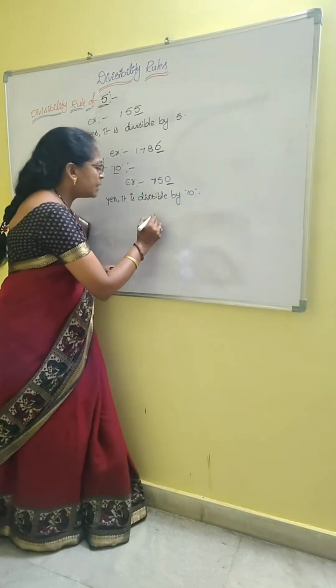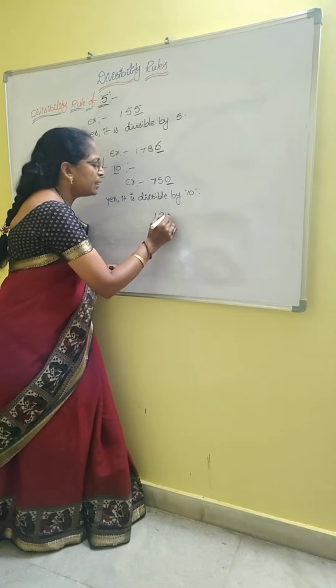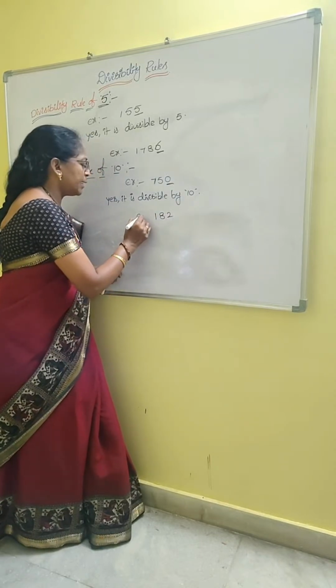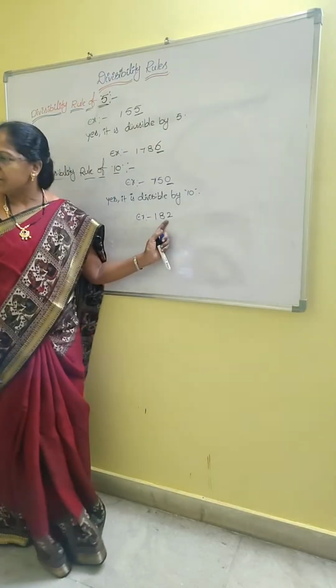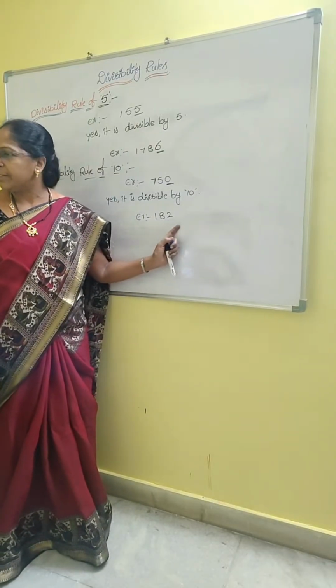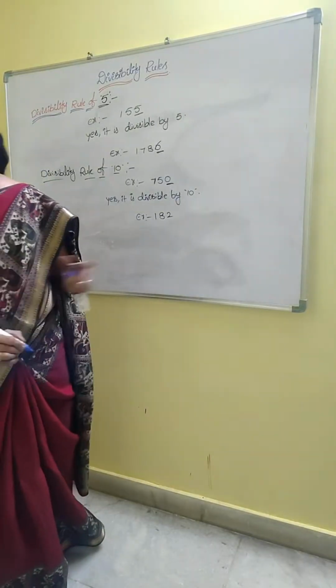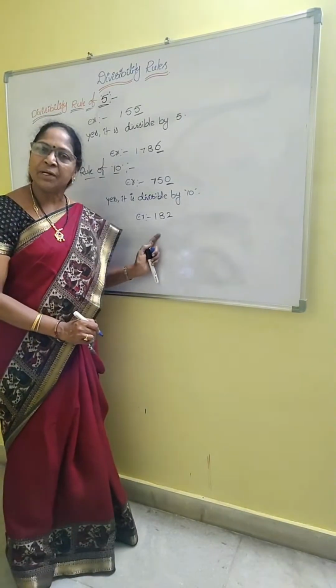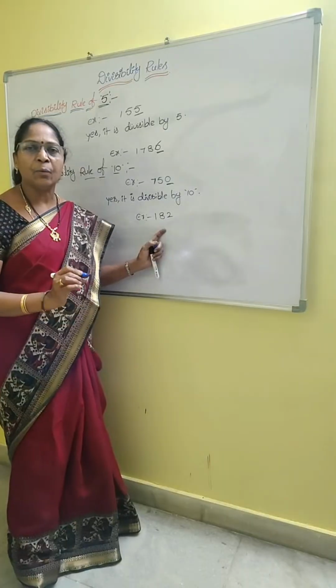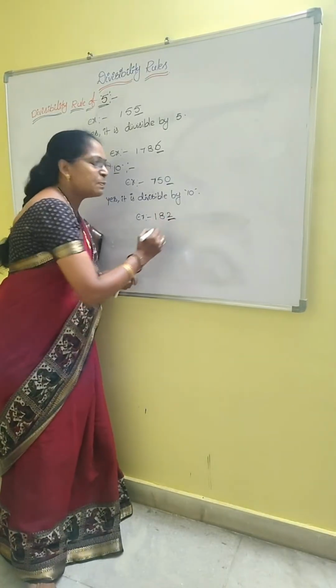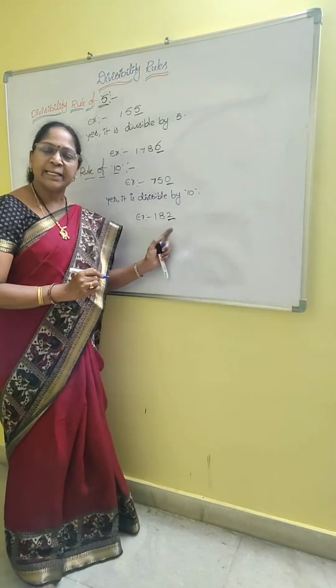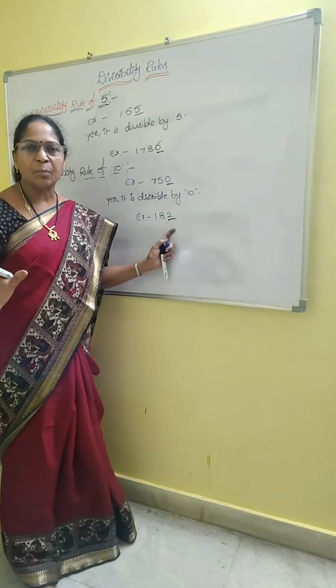For example, instead of that, 182 is the number. Is this number divisible by 10? Can anyone say? See here, is this number divisible by 10? No. Why? Because the unit digit's place of the number is 2. So the given number is not divisible by 10.